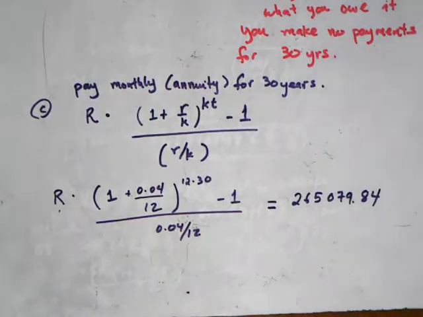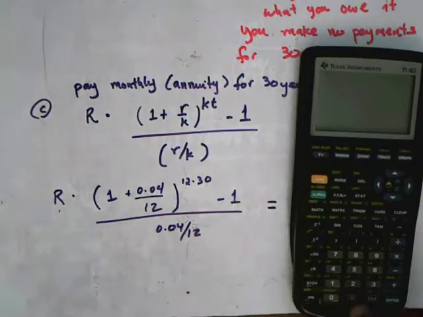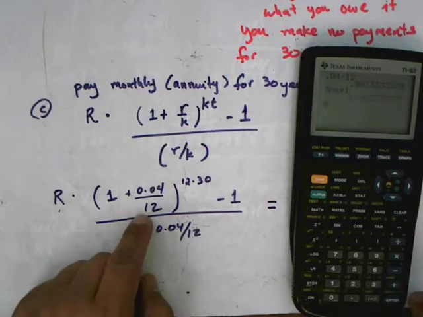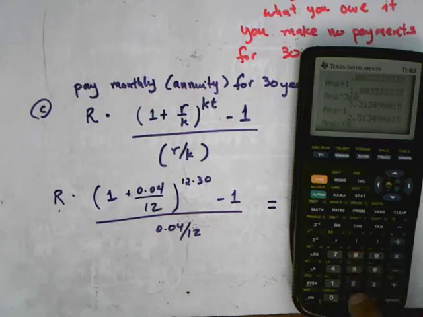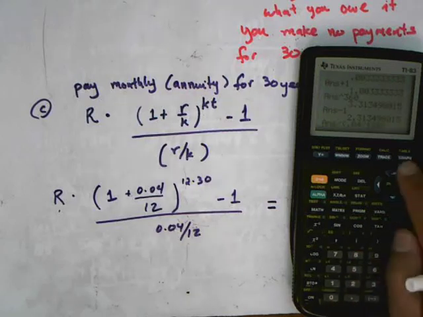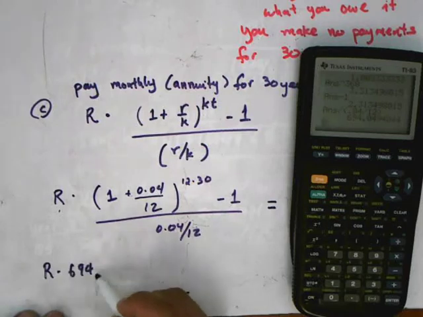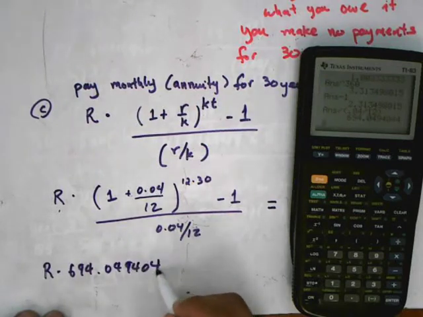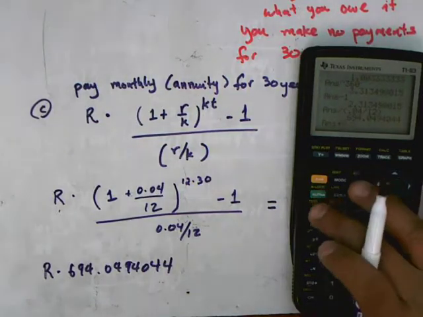So I'm gonna do a couple things here. I'll just start typing this in here. So 0.04 over 12, that's this part, plus 1 raised to the 360th power minus 1 divided by 0.04 divided by 12. Make sure you put that in parentheses. And so I have R times 694.0494044. And I'm going to store this into a particular value here. So I just say this is stored into A.